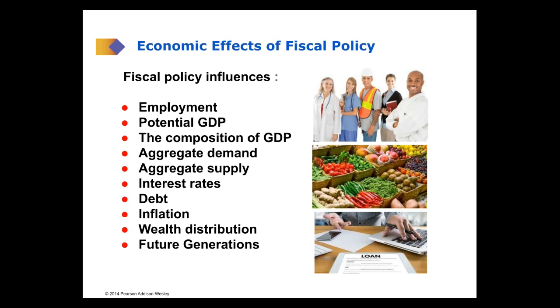And the question is, well, when we do fiscal policy, what gets affected? And the answer really is everything. It can affect employment, it can affect GDP and GDP growth, it can affect the composition of GDP, how much spending happens in different components or subcomponents of the GDP. It affects aggregate demand, aggregate supply, interest rates, debt, inflation, the distribution of wealth, and future generations. So the answer is fiscal policy affects everything. That's why it's so important, because everything gets affected by fiscal policy.